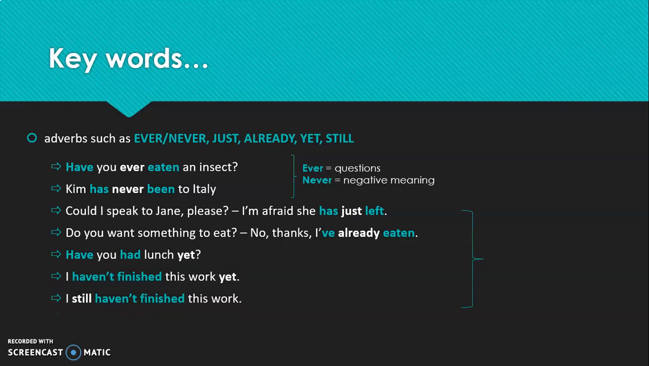and they have this meaning. So just would be translated in Italian as appena, okay? While already would be già, okay? Then you have other adverbs which have kind of a similar meaning, but a different position in the sentence.